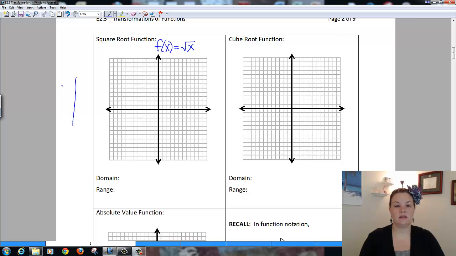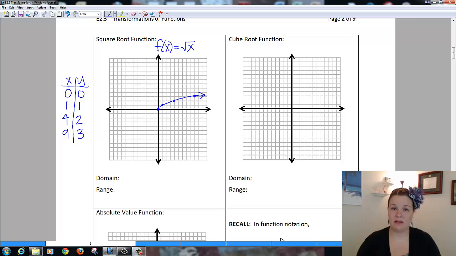So I'm going to go over here and just make a little xy table. I'm going to plug in 0, 1, 4, and 9. Obviously I want to plug in things that are perfect squares so we don't get decimals. So the square root of 0 is 0, square root of 1 is 1, square root of 4 is 2, square root of 9 is 3. Okay, so I'm just going to plot these. I have (0, 0), (1, 1), (4, 2), excuse me, and (9, 3).